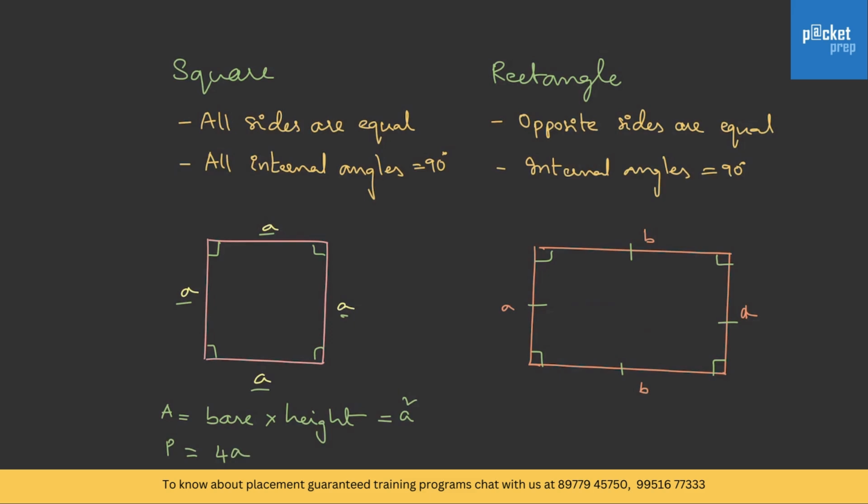Now coming to the rectangle, again area is base into height, so base is B and height is A, so it is AB. How about perimeter? Perimeter is the sum of the sides, so we have 2 A's and 2 B's, so 2 into (A plus B). This is the perimeter. Now the questions won't be direct, so they will not ask you to find the area or perimeter, they will give you slightly tricky questions. So let's quickly get into it.